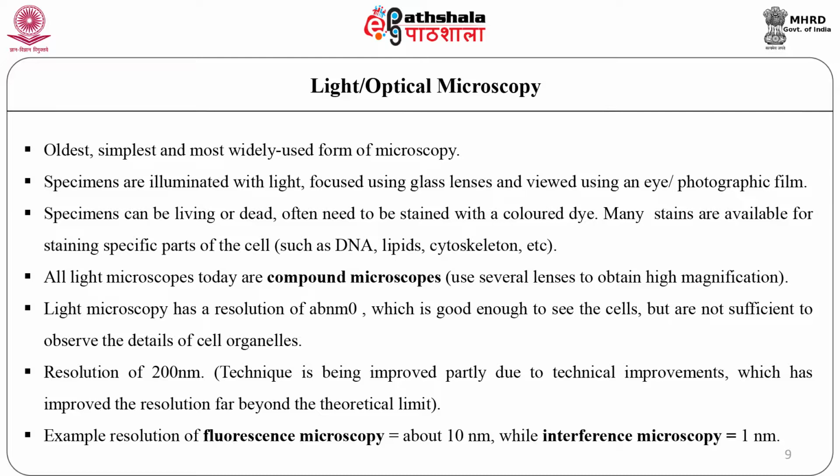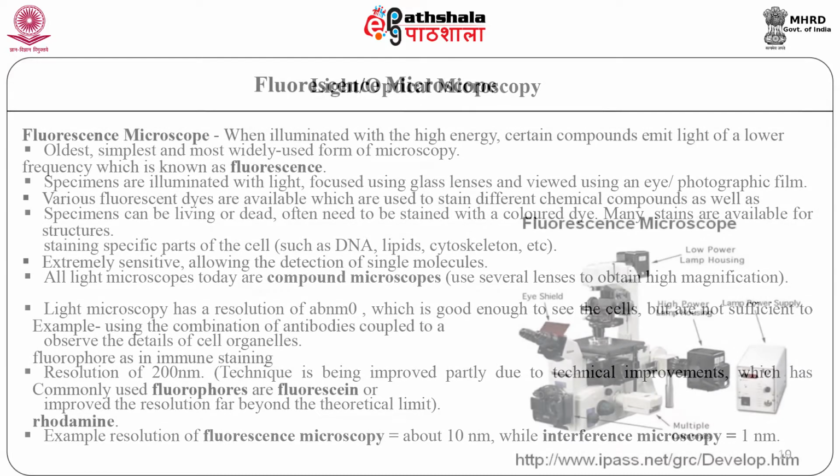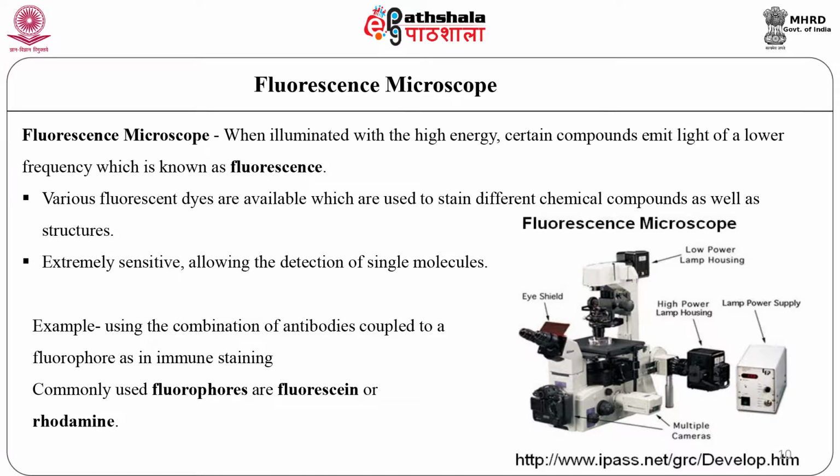With a resolution of about 200 nanometers, cells can be observed, but the details of the cell organelles cannot be observed properly. For example, fluorescence microscope has a resolution of about 10 nanometers, while interference microscope has a resolution of about 1 nanometer. Fluorescence microscope.